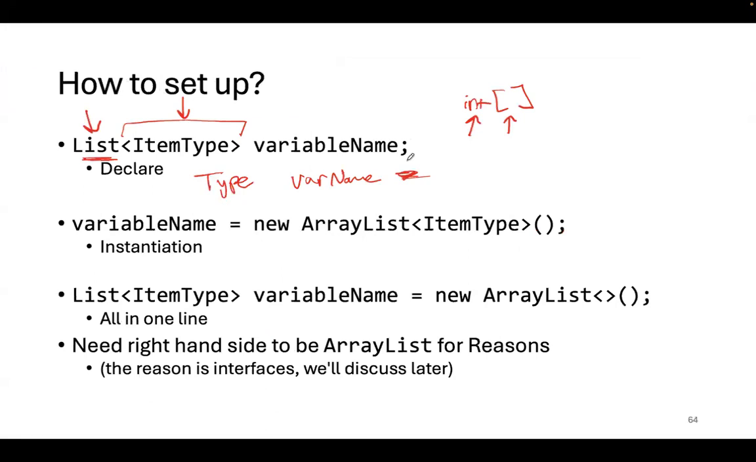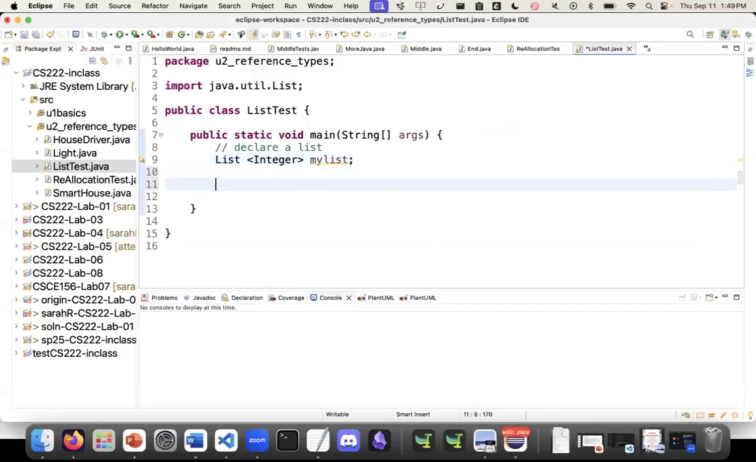Okay, so that's declaring. To instantiate, to actually create the object in memory, we need to have the new keyword. And then the right-hand side is going to be, we'll make it ArrayList for reasons. We'll talk about why a little bit later. And so we say, let's call it list one, and then we'll declare and instantiate all in one line.